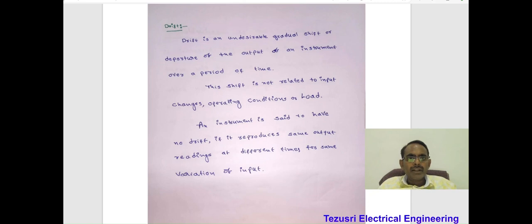Drift. Drift is an undesirable gradual shift or departure of the output of an instrument over a period of time. This shift is not related to input changes, operating conditions, or load. An instrument is said to have no drift if it reproduces the same output readings at different times for the same variation of input.